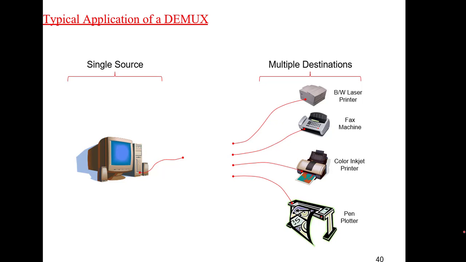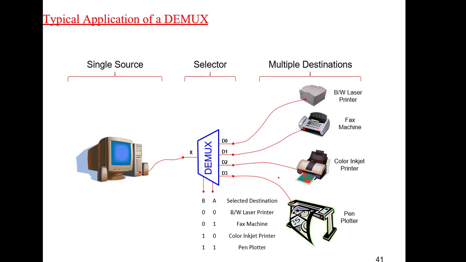Suppose we have 1 to 4 we can do, or 1 to 2 we can do, 1 to 8 we can do, many ways you can do it. Okay, how can we do it? Similar procedure to what we have done previously. Selector lines. See, we have two select lines, B and A. So if it is 0 0, the first one, D0, is selected. So the input, this particular computer, is connected to your laser printer. Okay, if it is 0 1, your computer is connected to the fax machine, because this is D1, and D2, D3.